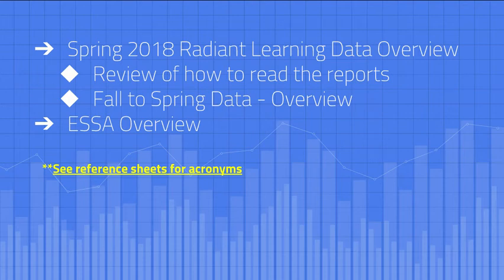Good morning. Today we're going to take a look at the Spring 2018 Radiant Learning data. I'm going to give you an overview and we're going to just briefly review how to read the reports. But if you have any specific questions on the reports, please feel free to give me an email. We're also going to talk about ESSA, give you an overview of that new law, which is really NCLB revisited.